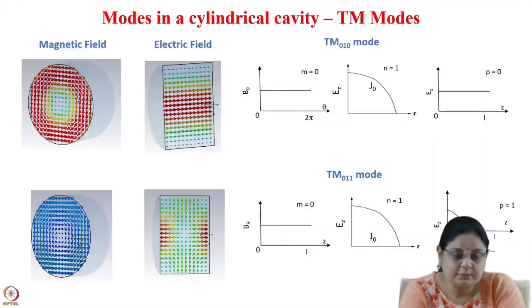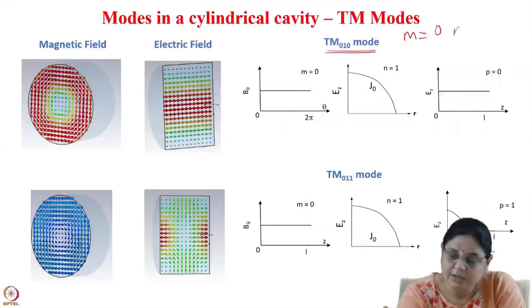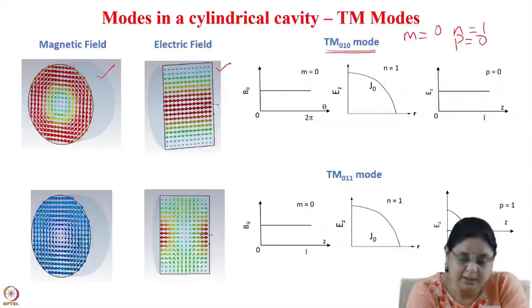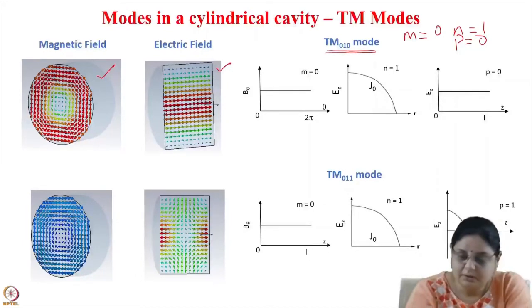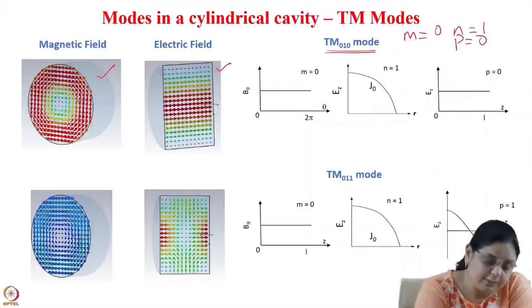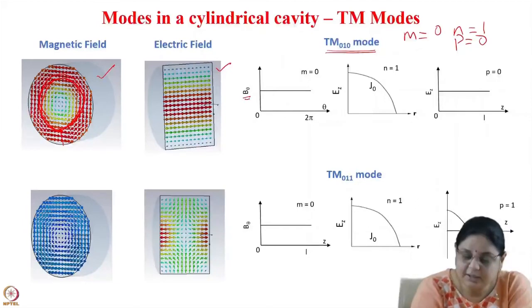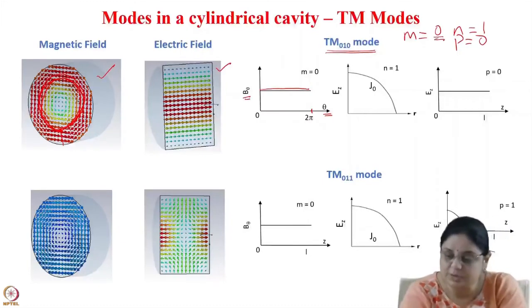Here are some of the modes in a cylindrical cavity, some of the TM modes. The most fundamental mode in a pillbox cavity is the TM010 mode. So here M is equal to 0, N is equal to 1, and P is equal to 0. This figure shows the magnetic field and this figure shows the electric field. M is equal to 0. If we see at some fixed R and Z the variation of the magnetic field, there is this B theta component, which is shown here. We see that there is no variation in going from 0 to 2 pi. If you plot B theta with theta from 0 to 2 pi, there is no variation in the field. So here M is equal to 0.